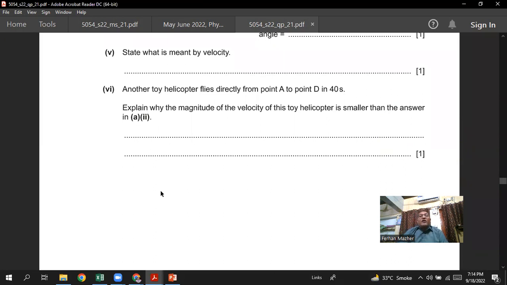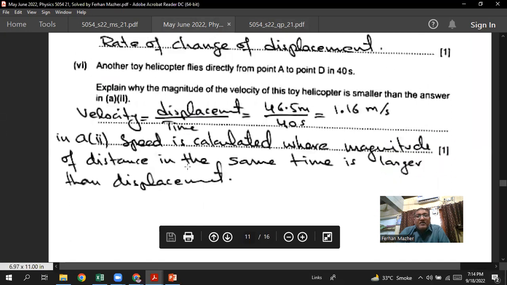Okay, next. Another toy helicopter flies directly from point A to point D in 40 seconds. Explain why the magnitude of the velocity of this toy helicopter is smaller than the answer in the first part. You see, in the first part, both of the helicopters reached from point A to D in 40 seconds. So the time for both helicopters is the same for reaching from A to D, but the second helicopter moved from A to D directly, and the first helicopter covered 85 meters. So its distance is larger. That's why.